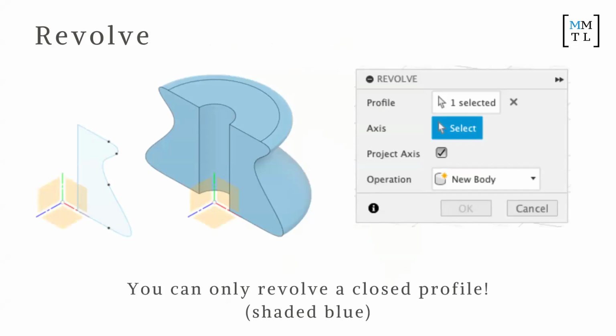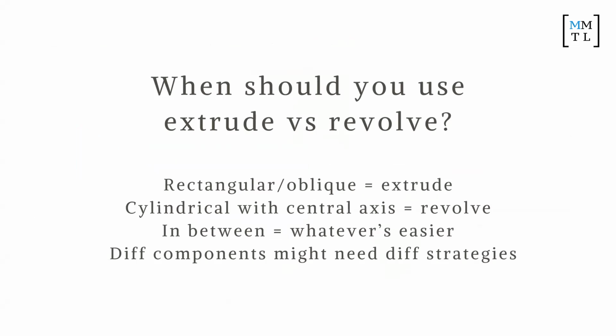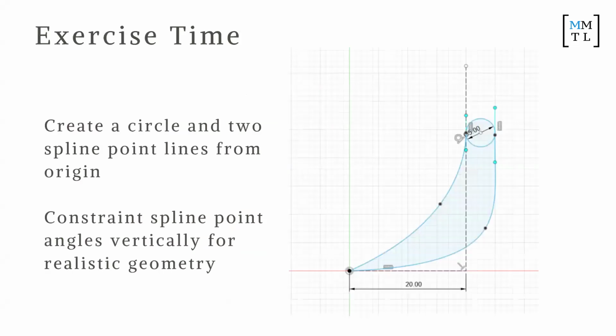These are just the key things that you need to do when you are revolving: selecting the profile, selecting the axis. And when should we use extrude versus revolve? For rectangular objects, we can use extrude, and when it's cylindrical, use revolve. It's just intuitive to how you do it. And obviously, you can try it, and if you make a mistake, just do the other one. It's normally the best way, actually, just try it.